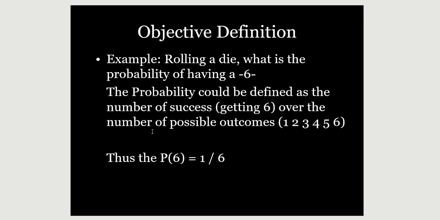So for example, if you think about rolling a die, what is the probability of getting a 6? Most of you would know that the answer is 1 over 6. The reason is that when you roll a die, only one of the faces has 6 on it, whereas the other faces have 1, 2, 3, 4 and 5, and hence you have 6 possibilities. Only one of them is 6, which we have defined to be the success, and therefore the probability of getting a 6 is 1 over 6.